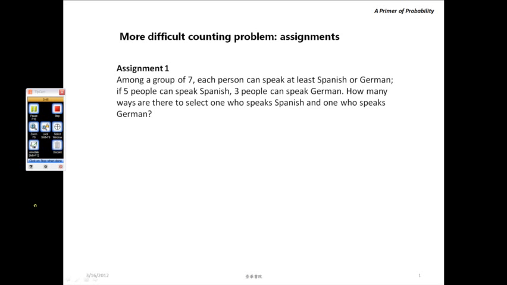Among a group of 7, each person can speak at least Spanish or German. If 5 people can speak Spanish and 3 people can speak German, how many ways are there to select one who speaks Spanish and one who speaks German?